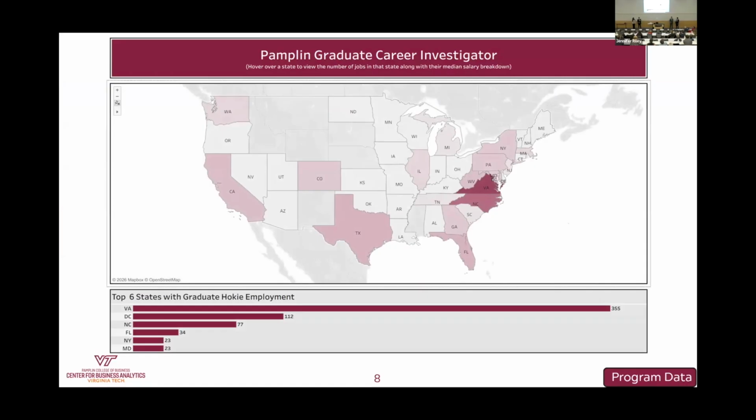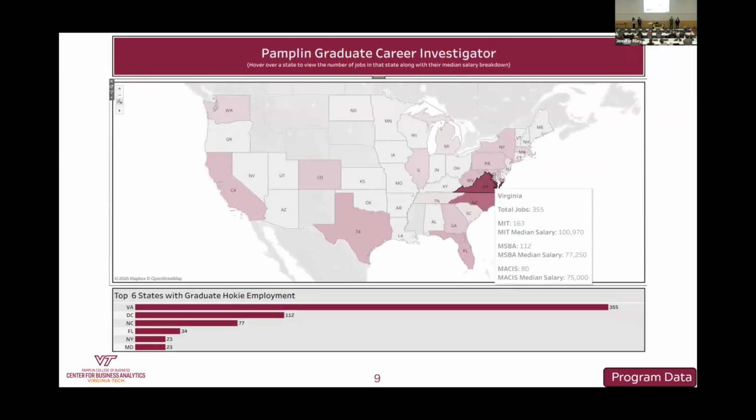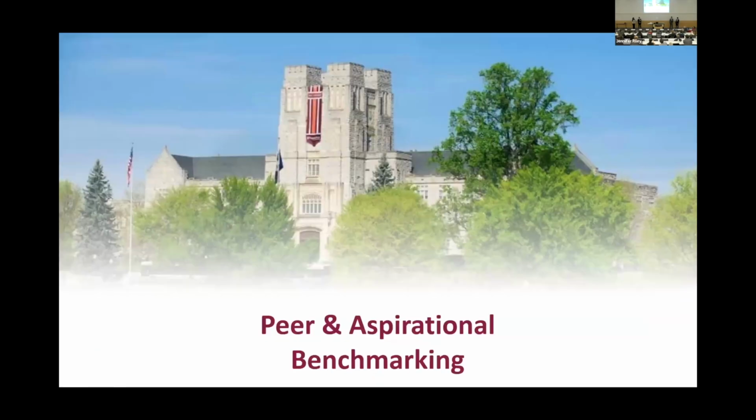This is a heat map of the United States highlighting the geographic concentration of employment, meaning the darker the region, the more job employment within that state. One of the main features of this dashboard is that you're able to see the total jobs within the state, job breakdown per program, as well as the median salary breakdown per program. And with that, I'd like to pass it back to Bijan to begin our peer and aspirant benchmarking.